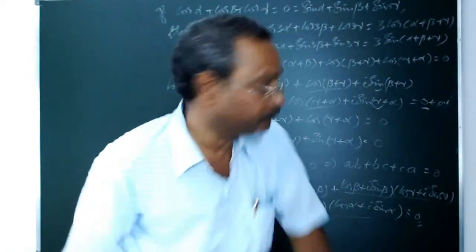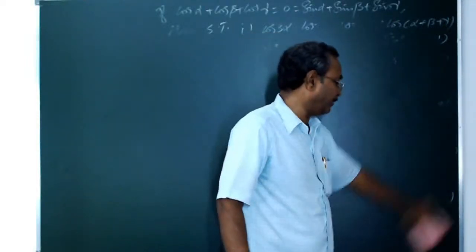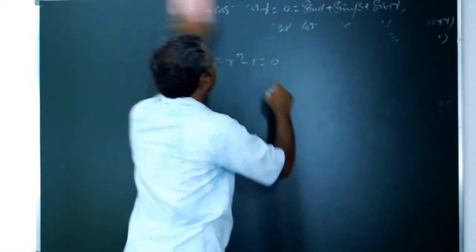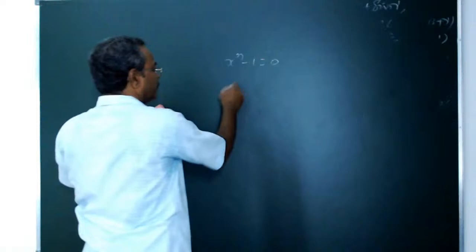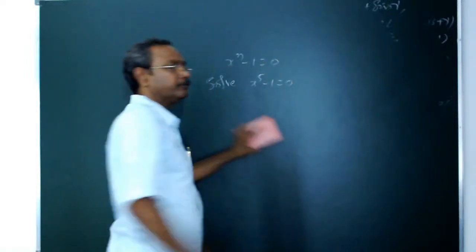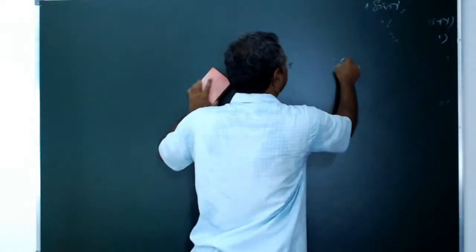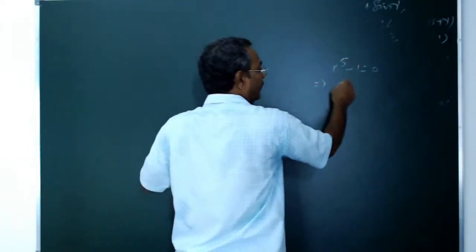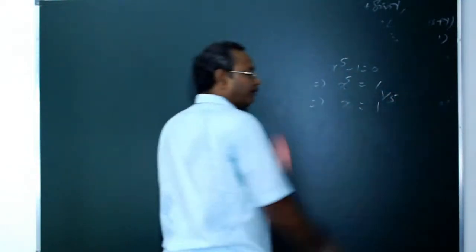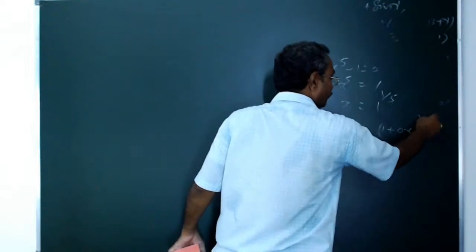And finally, sometimes you may be asked to solve polynomial equations of the form x power n minus 1 equal to 0. So for example, solve the equation x power 5 minus 1 equal to 0. How to solve this equation? That's not a big thing. x power 5 minus 1 equal to 0, that means x power 5 equal to 1. That means x equal to 1 to the power of 1 by 5. That means x is equal to (1 plus 0i) to the power of 1 by 5.